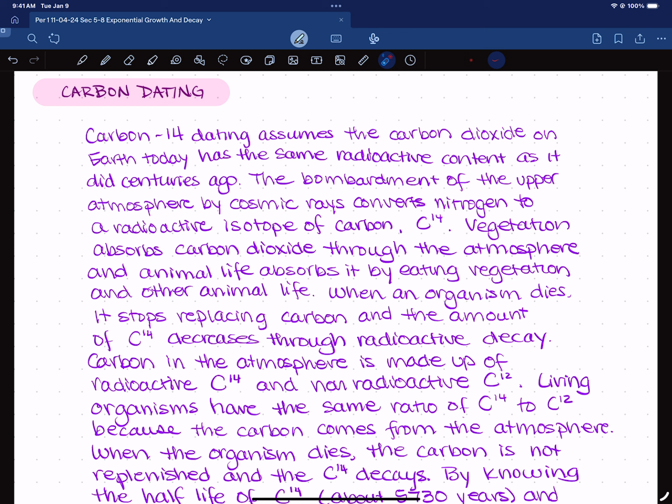And it's because the cosmic rays that we get bombarded with actually convert nitrogen to a radioactive isotope of carbon, which is called C14. And so the constant bombardment of the cosmic rays basically keeps the ratio of carbon 12, which is the non-radioactive carbon, to C14, the radioactive version of carbon, about the same.